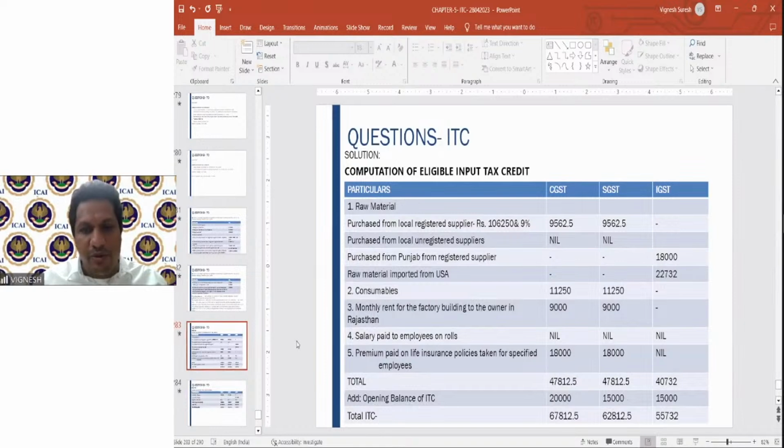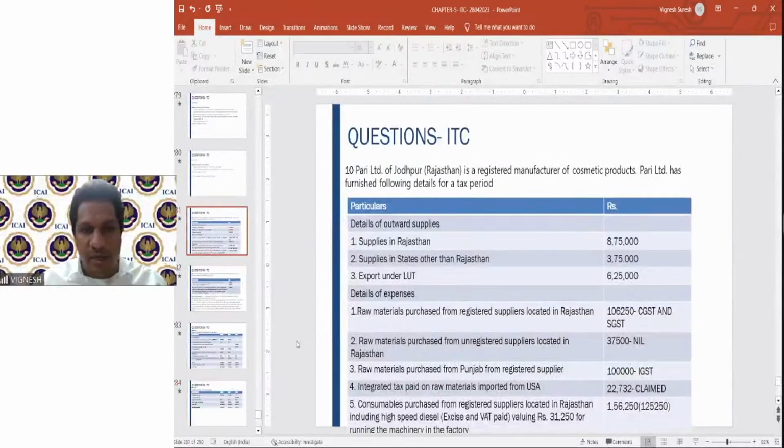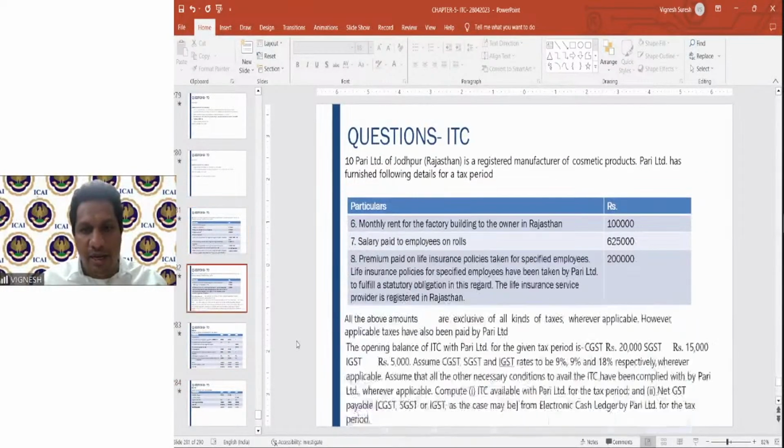So very, very simple. Don't forget to add the opening balance. Opening balance of ITC is given. You please add that also. You'll get the total eligible input tax credit. Okay. Then net GST payable. Immediately look at the sales. 8,75,000.